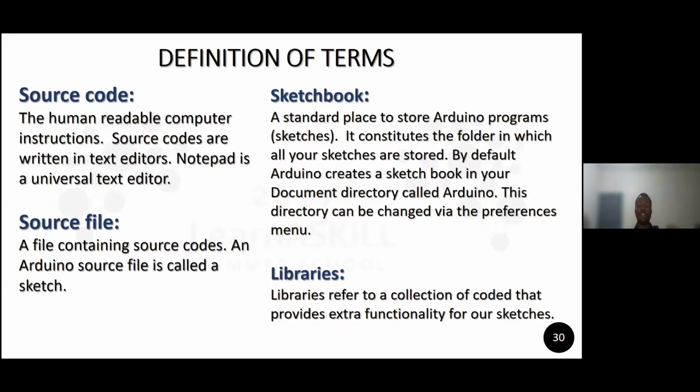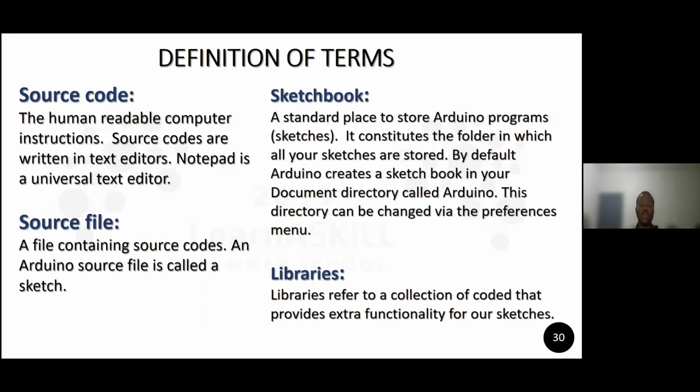By default, whenever you install Arduino, it creates a folder on your system, in your documents folder to be specific, where it keeps all the codes that you write with Arduino. So anytime you are trying to find out where you saved your work, it's in your document directory. But you can actually change it and save it anywhere you want.